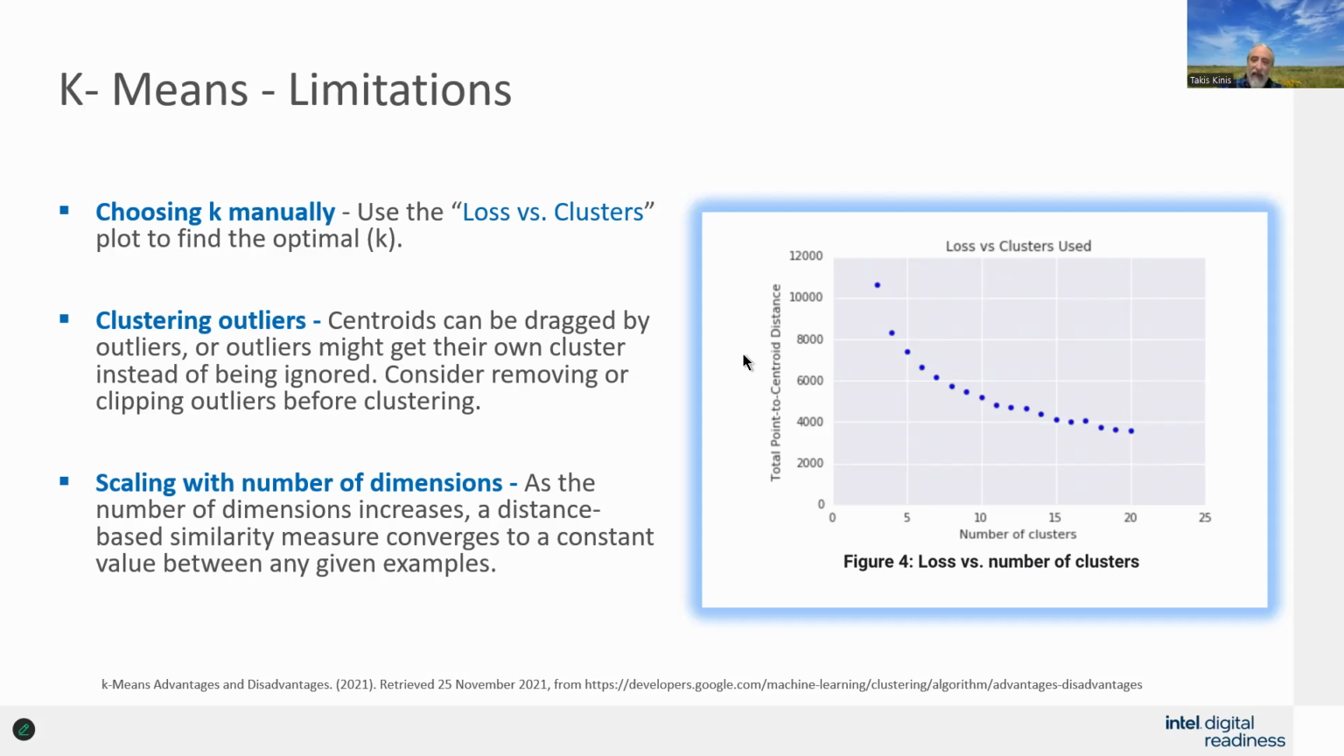And so what they're telling you here is how much of a loss there is versus the number of clusters. So there is a scale that's mathematical, and you can tell it's a curve shape, so it's probably logarithmic. Centroids can be dragged by outliers, or outliers might get their own cluster instead of being ignored.